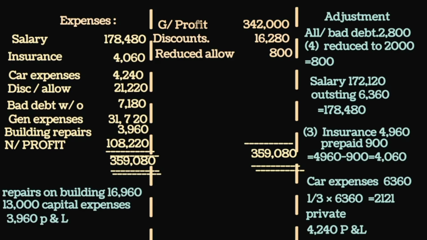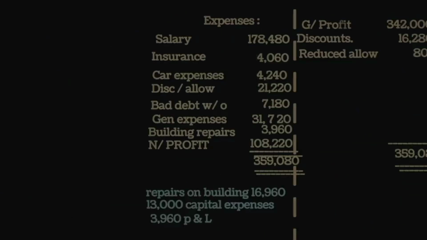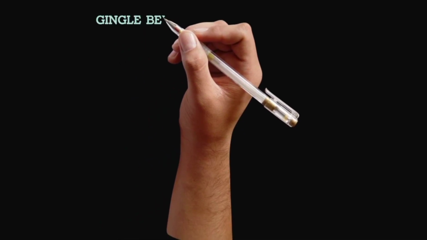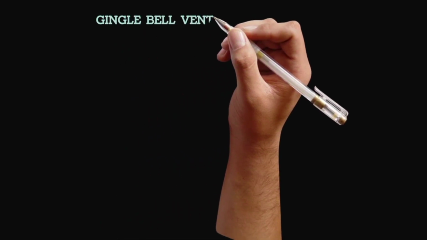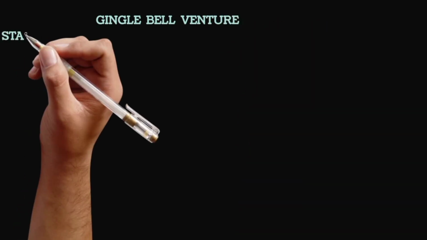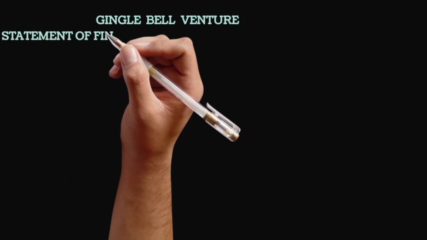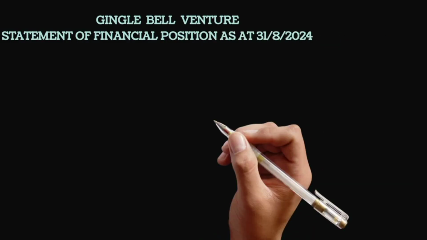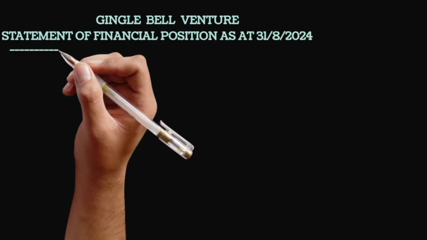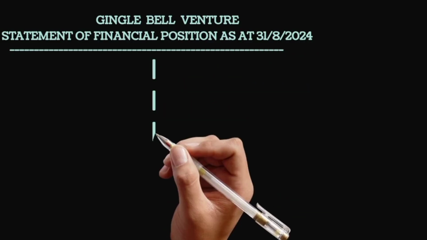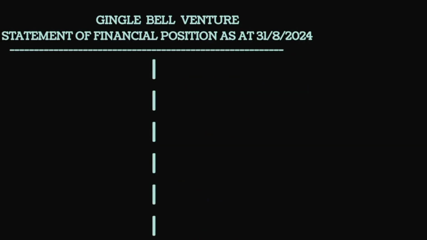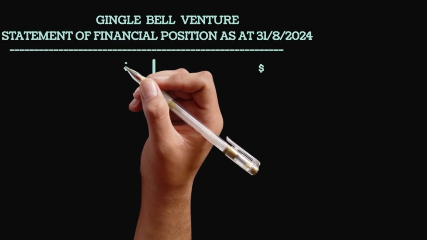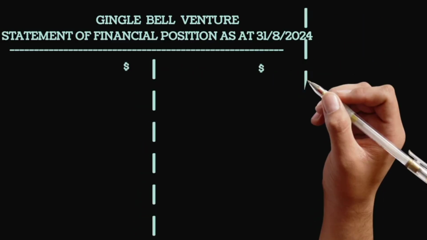359,080. By computing the net profit, we have concluded this section of the income statement. So the next thing we are going to take a look at is the statement of financial position, also known as the balance sheet. The balance sheet or statement of the financial position is just a picture of all the assets and all the liabilities. Assets on one side and liabilities on the other side.